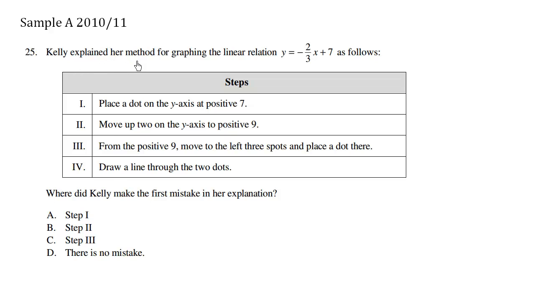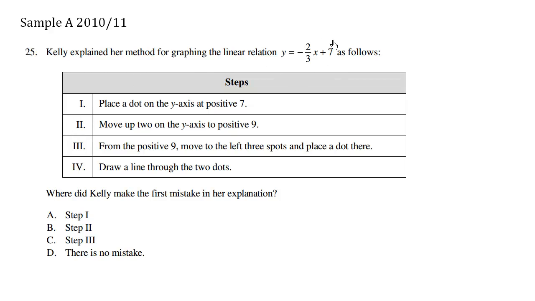Kelly explained her method for graphing the linear relation y equals negative 2/3 x plus 7 as follows. There's a sequence of 4 steps here. The question is, where did Kelly make the first mistake in her explanation? Step 1, 2, 3, or there is no mistake. So let's look step by step.